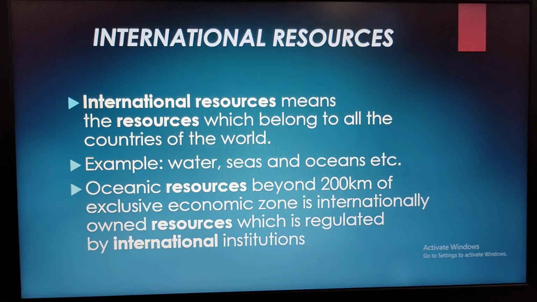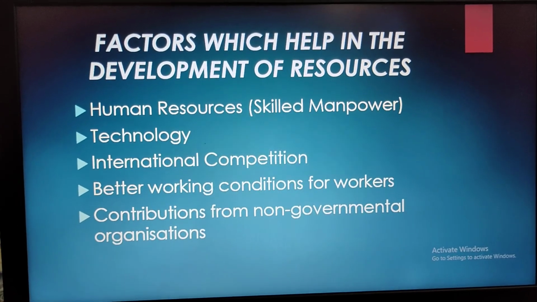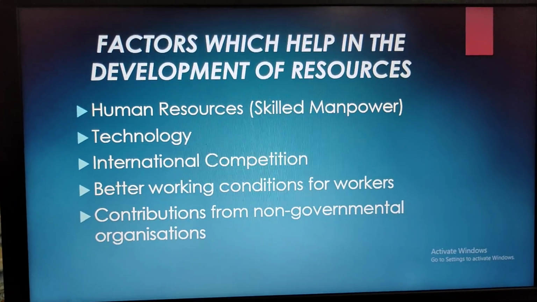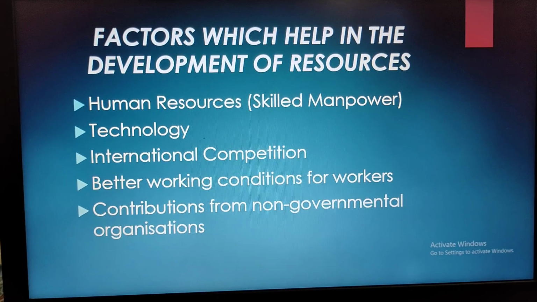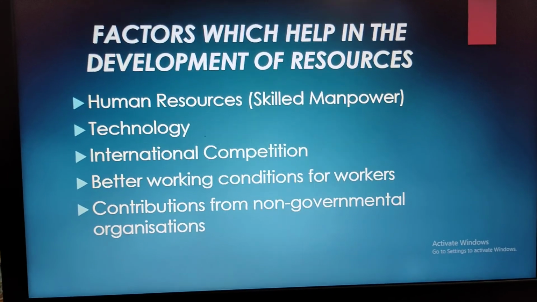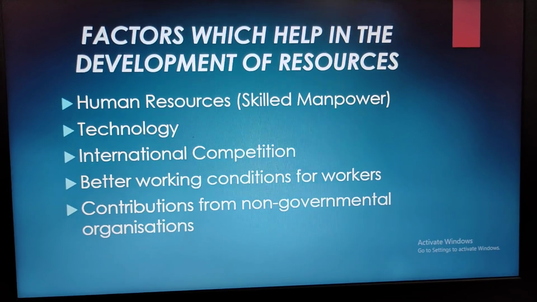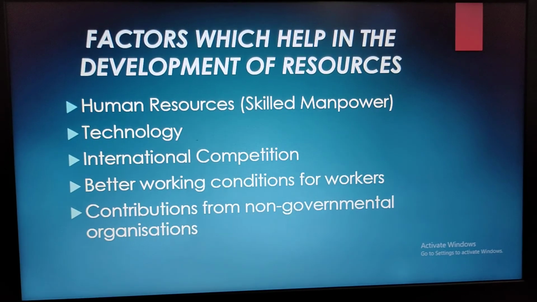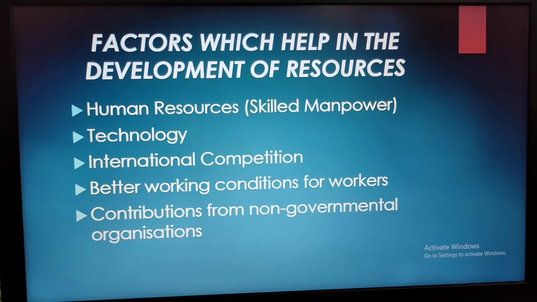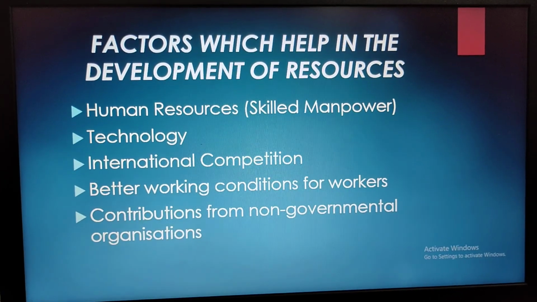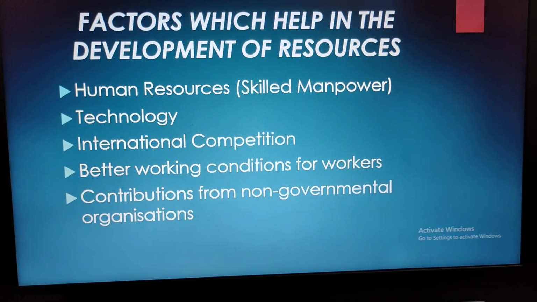Now, factors which help in the development of resources. Human resources are we. Who are the human resources? We, the humans, who with the help of our skills, who with the help of our knowledge, prove beneficial for the country. Then technology, then international competition also helps in the development of resources. Better conditions for workers, definitely if workers are kept properly, if you treat your employees well, right, they'll also give their 100% in the development of resources. And contributions from non-governmental organizations.